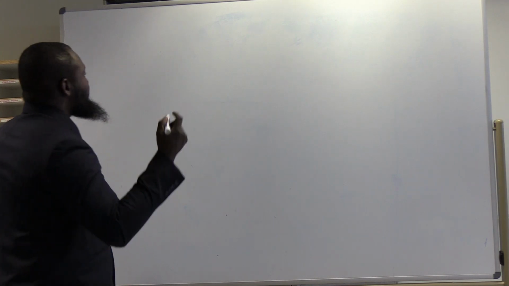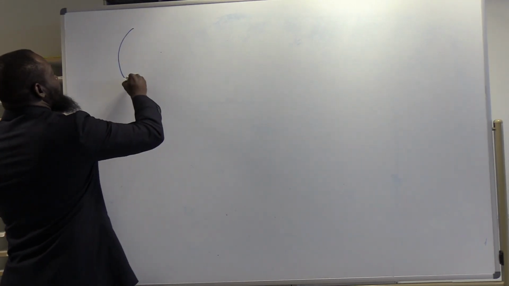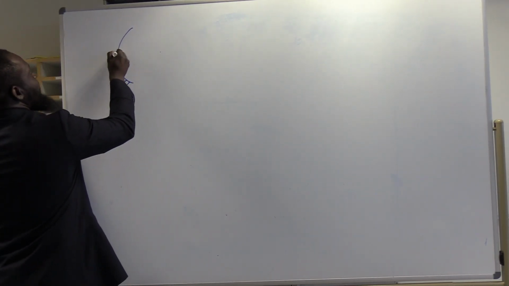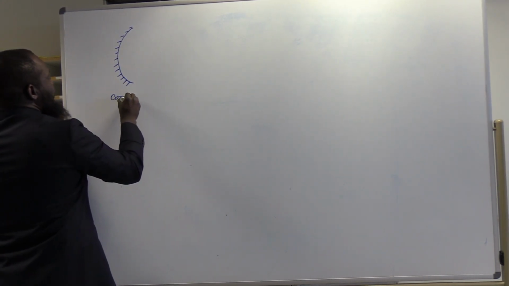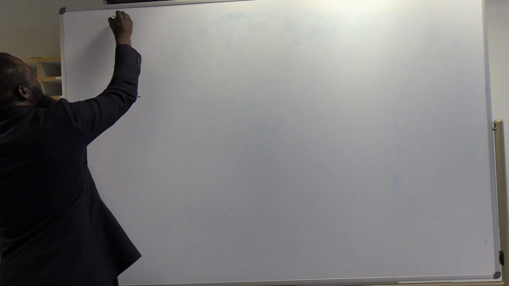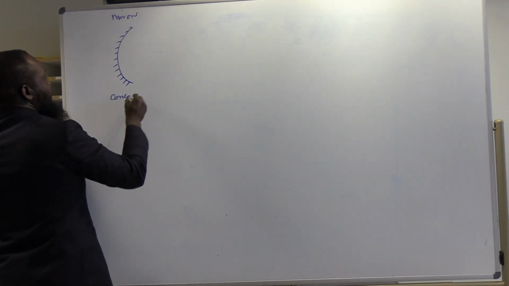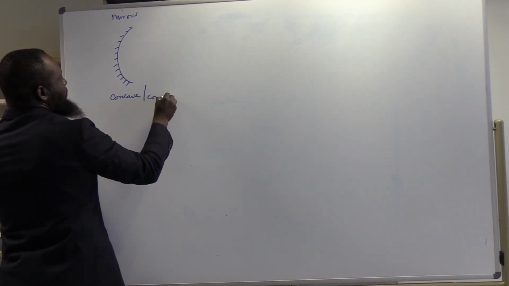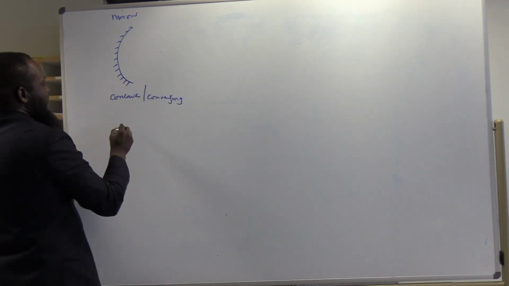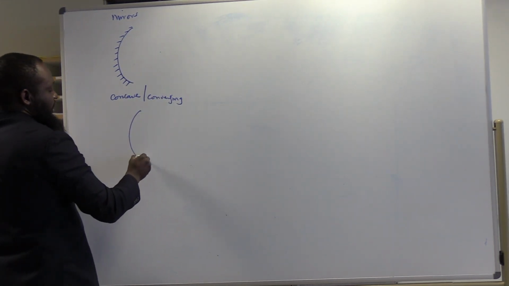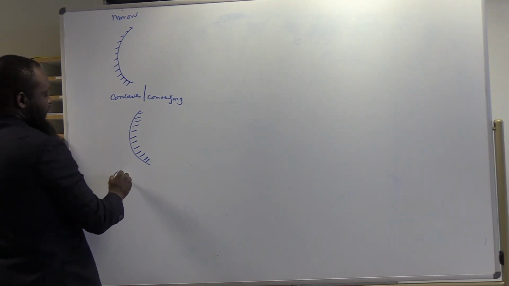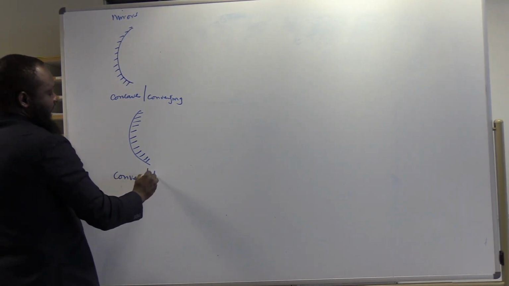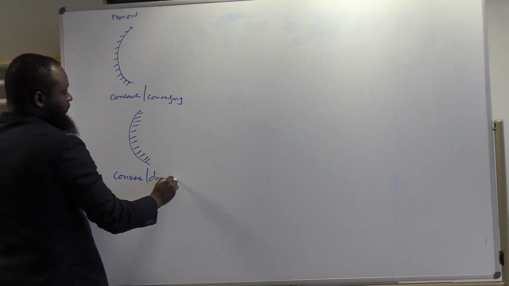Remember, we have two curved mirrors. The first one is concave, where you polish the outside and the inside is reflecting. So we call this a concave or converging mirror. Then we have the one where you polish the inside, and the outside is the reflecting surface. We call this a convex or diverging mirror.